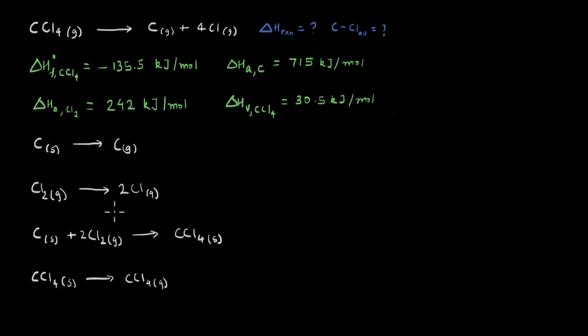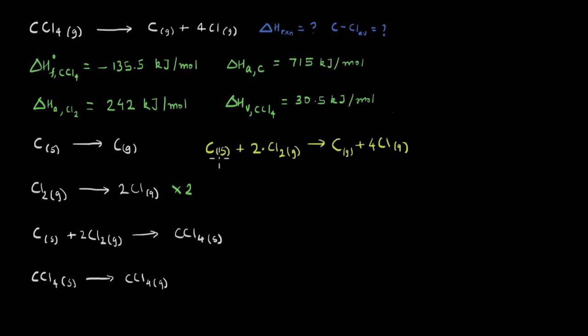Now what we want to do is look at these 4 reactions for which we know the enthalpies, and see how we can rearrange and modify them to get this reaction for which the enthalpy of the reaction and the C-Cl bond enthalpy is asked. So looking at these 2 reactions, the first thing maybe to try is to multiply this reaction by 2 and add it to this reaction above.